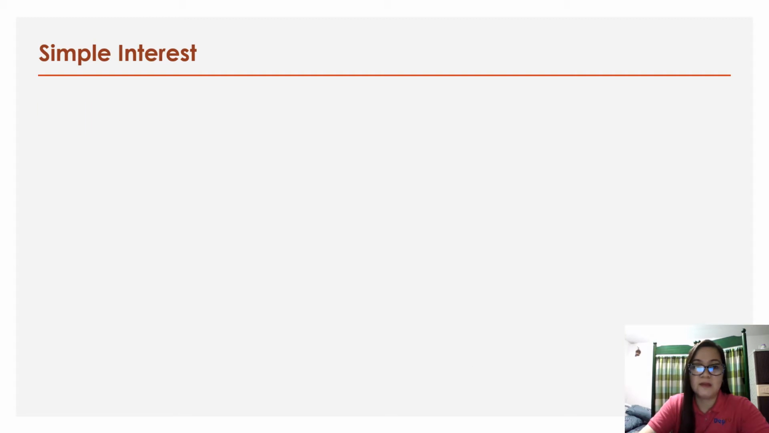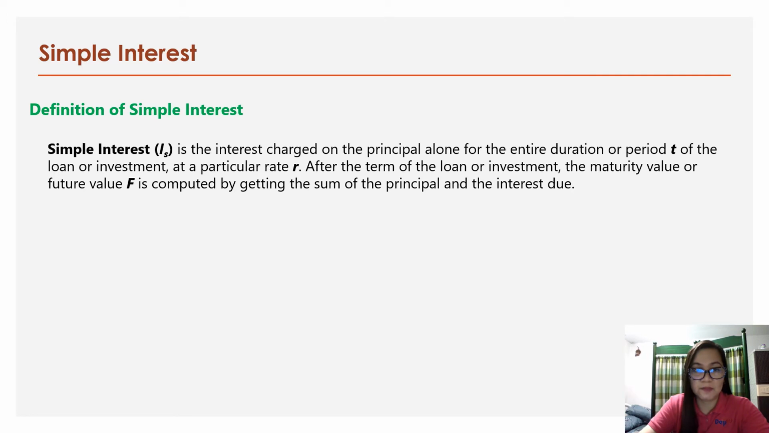Okay? Now let's go to the definition of simple interest. Simple interest, which is denoted by I sub s, is the interest charged on the principal alone for the entire duration or period t of the loan or investment at a particular rate r. After the term of the loan or investment, the maturity value or future value F is computed by getting the sum of the principal and the interest due.